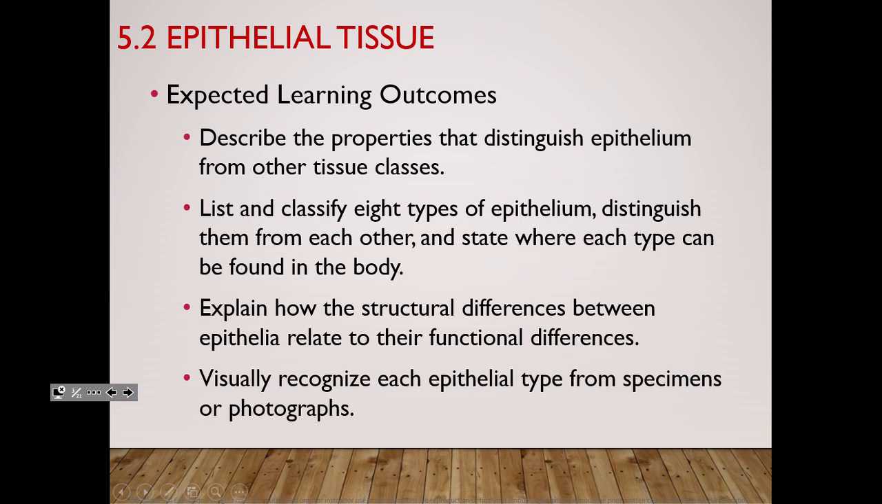A good example, and really the classic example, is the stratified squamous epithelium of our skin. That has many layers of flattened cells to resist abrasion. Or you could look at the simple squamous epithelium in the alveoli of our lungs. That's one layer of thin cells that we can absorb oxygen across.